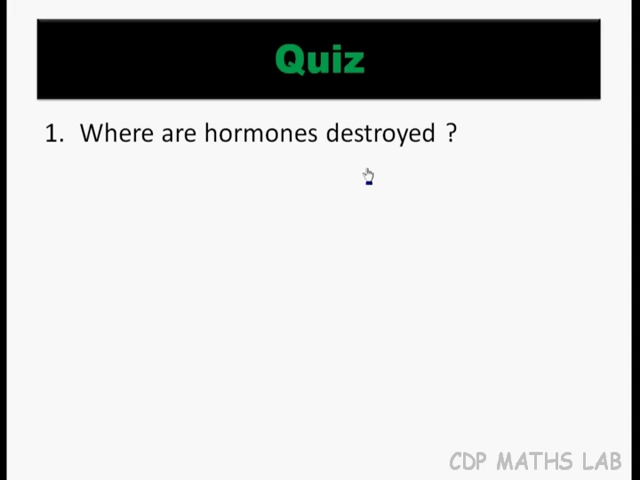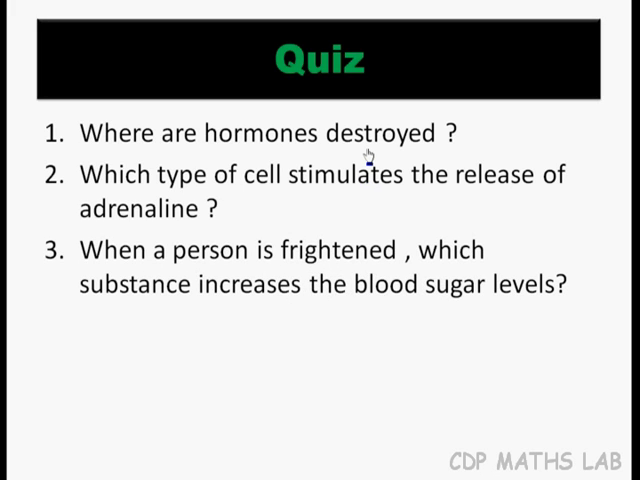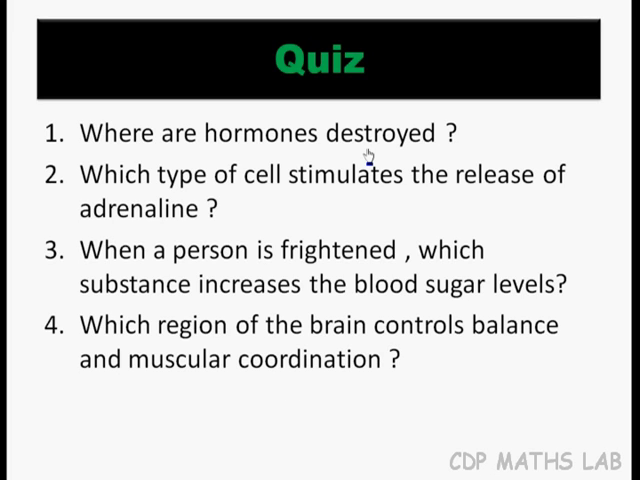Okay. So now we're going to go to the quiz. What's our first question? Where are hormones destroyed? I just told, didn't I? Number two, which type of cell stimulates the release of the adrenaline? I said it before. Number three, when a person is frightened, which substance increases the blood sugar levels? Okay, I told you two. And number four, which region of the brain controls balance and muscular coordination? And I did tell you that.